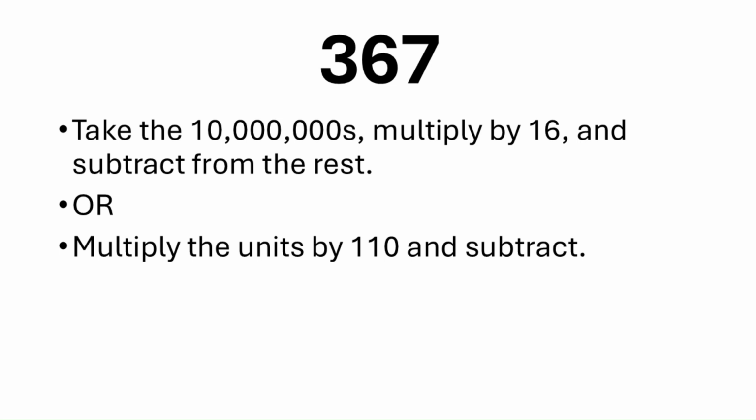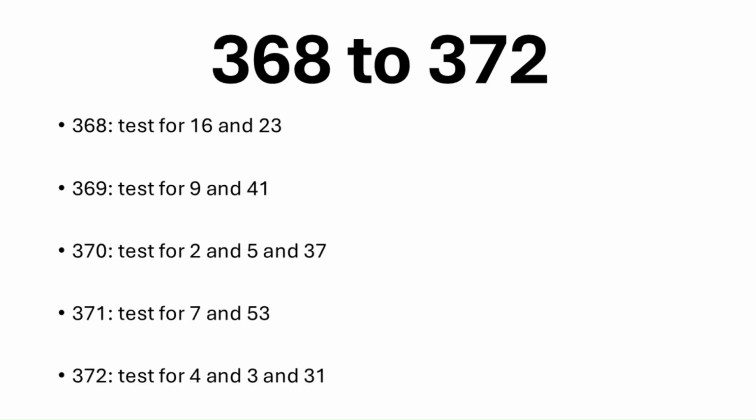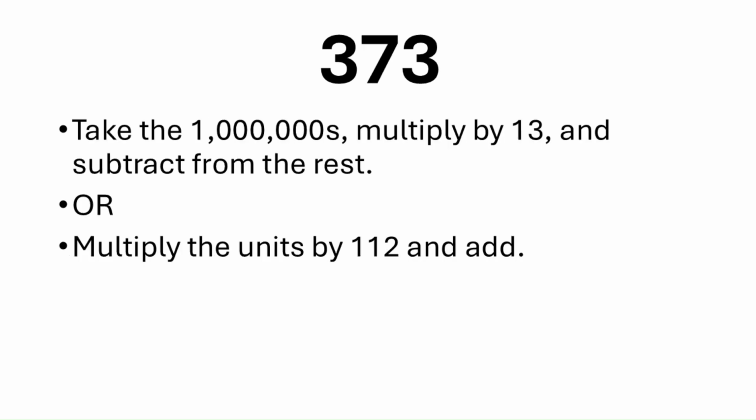367. Take the 10 millions, multiply by 16, and subtract from the rest. Or multiply the units by 110 and subtract. 368, test for 16 and 23. 369, test for 9 and 41. 370, test for 2 and 5 and 37. 371, test for 7 and 53. 372, test for 4 and 3 and 31.